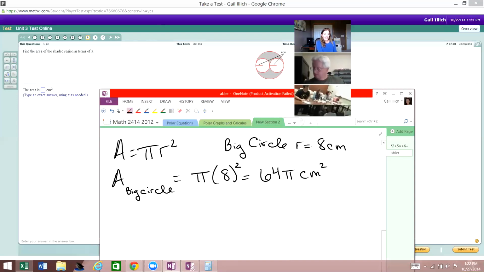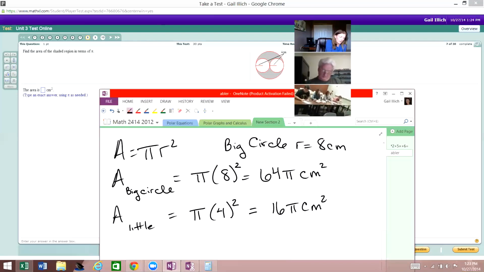All right, now, how would we get the area of the shaded region? We would need to subtract something. What would we need to subtract? You get the area of the little circles and subtract it. Right, we would need to subtract the area of the 2 little circles from the big circle's area. So the area of the little circle is equal to pi times 4 squared, or 16 pi centimeters squared, right? But we have 2 of them. So the area of the shaded region is equal to the area of the big circle minus 2 times the area of the little.